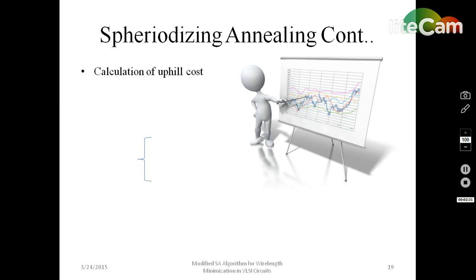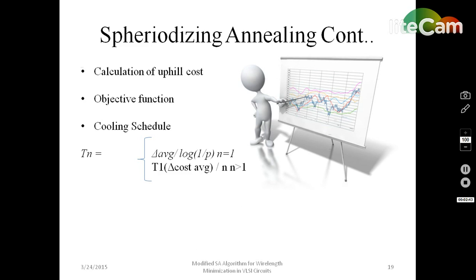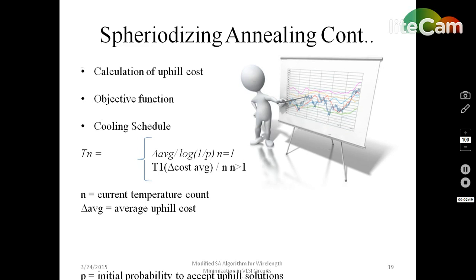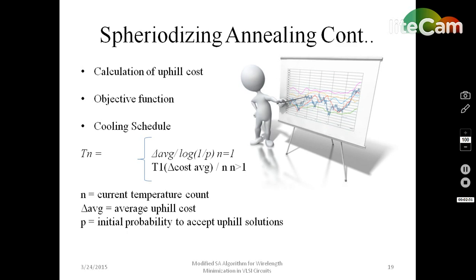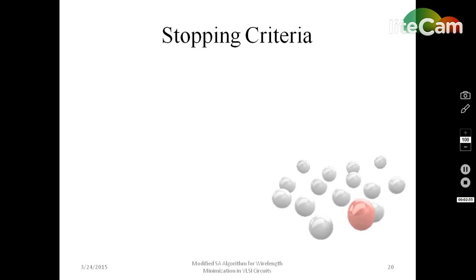And these are some of the important modules of spheroidizing annealing: the calculation of uphill cost, the objective function declaration, and the cooling schedule. The cooling schedule can be done by using this equation, T_n, where n is the current temperature count, delta average is the average uphill cost, and P is the initial probability to accept uphill solutions.